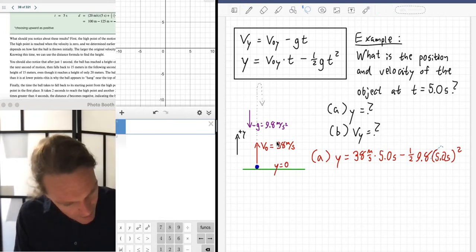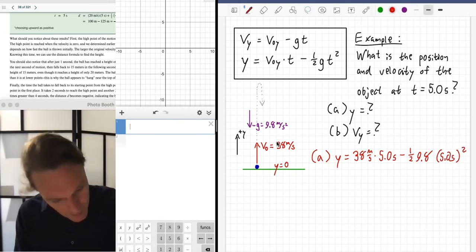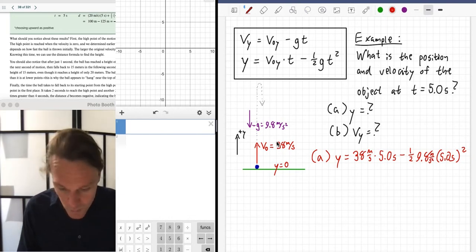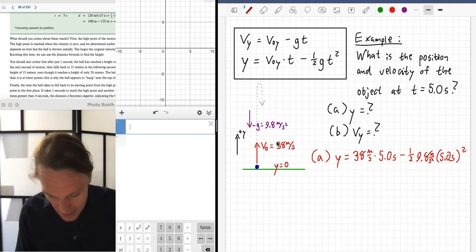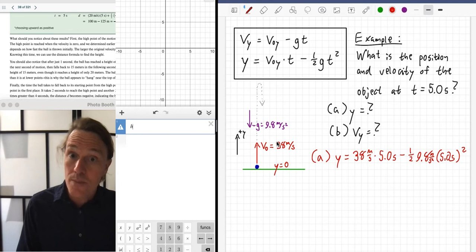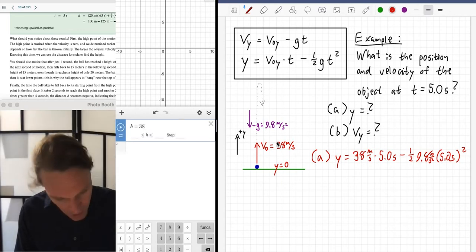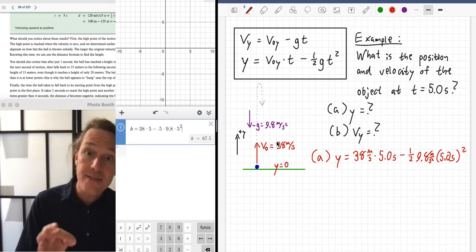And I'm putting units on everything, but I was dropping them from the acceleration, so I'm putting them in here as well. Okay, so in the calculator, what would this look like? You could, by the way, if you're using Desmos, actually label your variables. I could call this H or something if I'm going to do something with it, make a calculation later. But here I'm just going to have 38. I'll multiply by that 5, and then I'm going to subtract the 0.5 times 9.8 times 5 squared. Okay, so we get a height of 67.5.